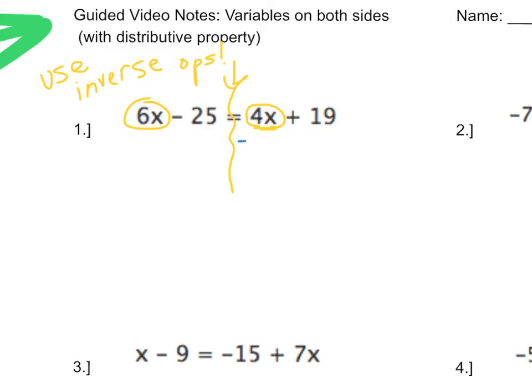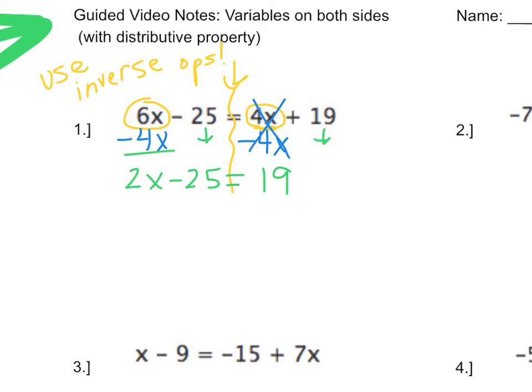Since this is a positive 4x, I'm going to use a minus 4x to get this to become 0 or to cancel out. Whatever I do on one side of the equal sign, I have to do on the other side to keep a balance. So then we solve 6x minus 4x, that equals 2x. Then bring all the remaining pieces down. So we have minus 25 and we have a positive 19.